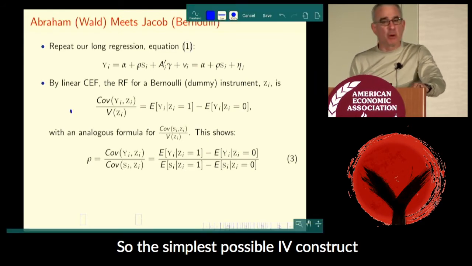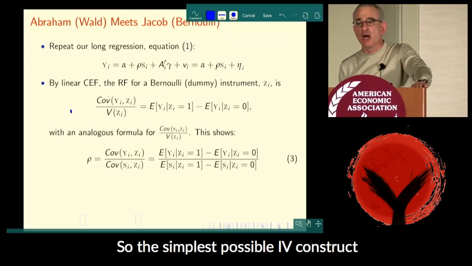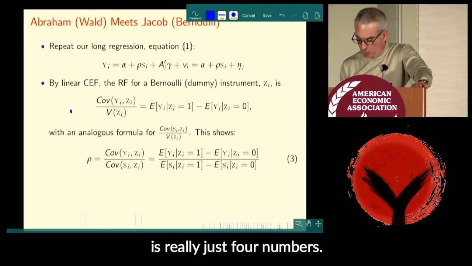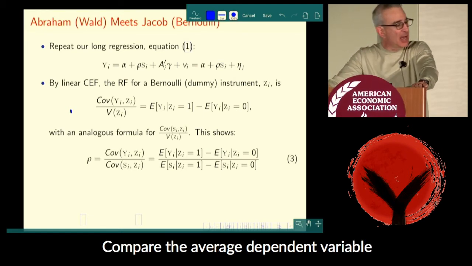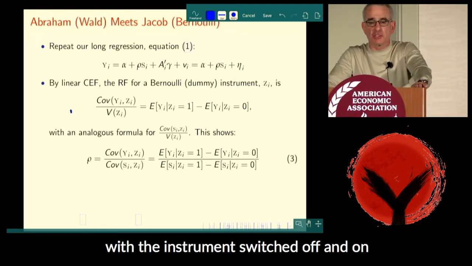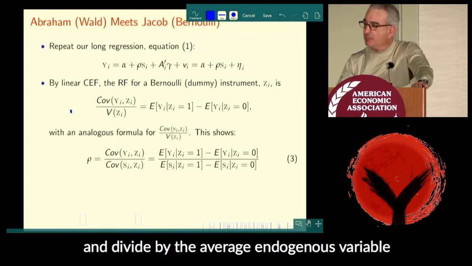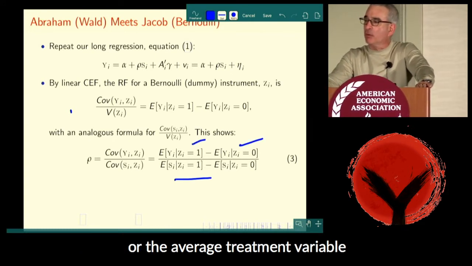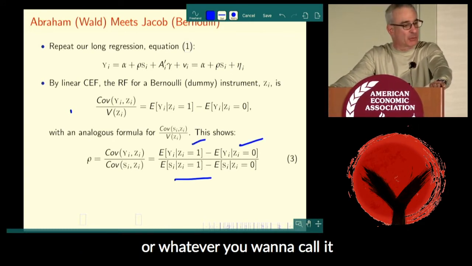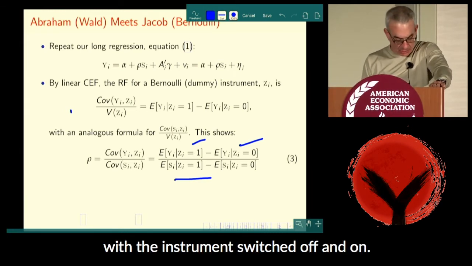So the simplest possible IV construct is really just 4 numbers. Compare the average dependent variable with the instrument switched off and on, and divide by the average endogenous variable or the average treatment variable or whatever you want to call it with the instrument switched off and on.